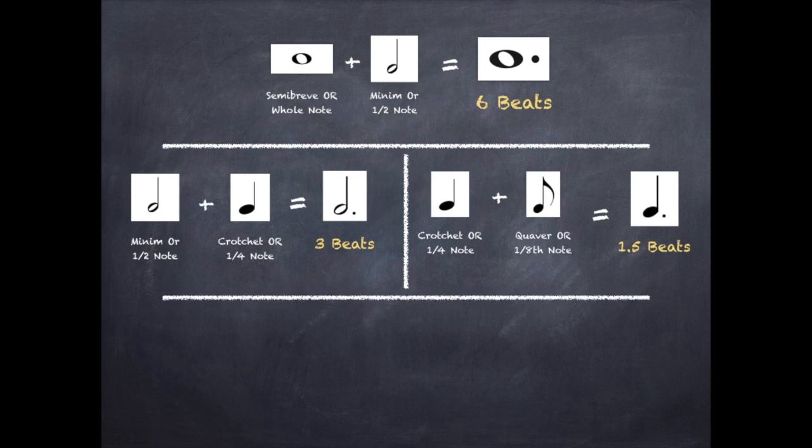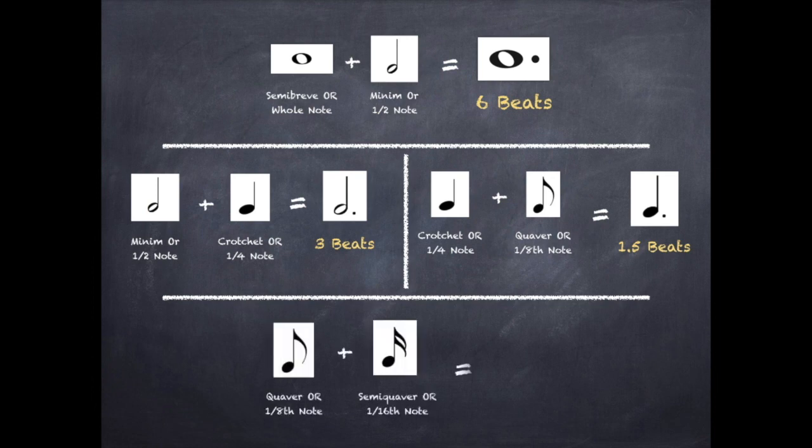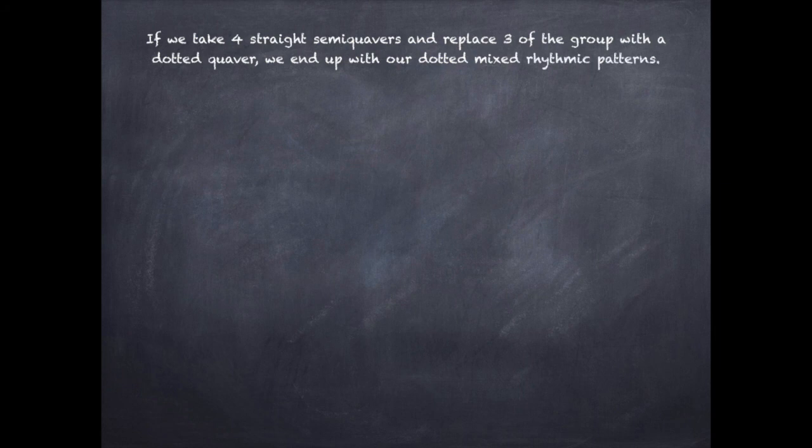And finally, if we take a quaver and a semiquaver being half the value of a quaver, and join them together, we end up with a note that's 3/4 of a beat in length, and we symbolize that with a dotted quaver. Once again, if we take our 4 straight semiquavers and replace 3 of the group with a dotted quaver, we can end up with our dotted mixed rhythmic patterns.